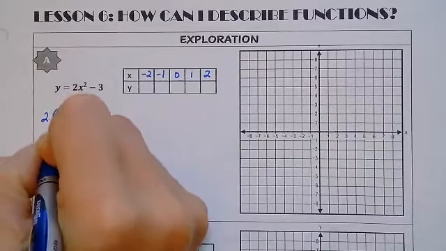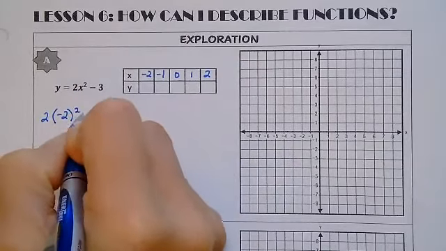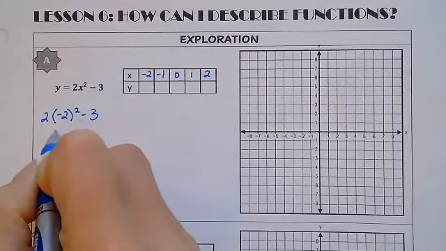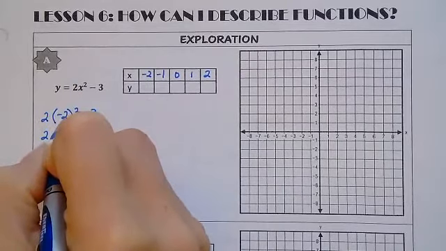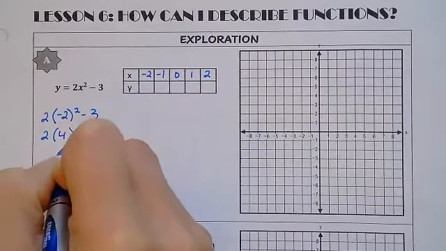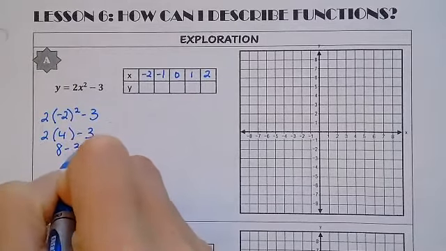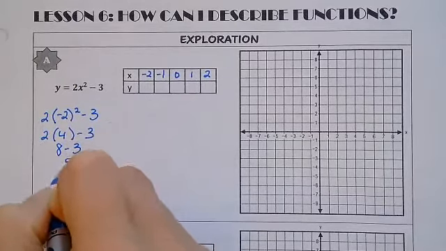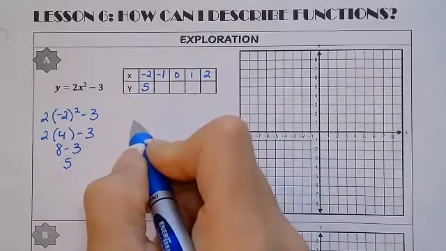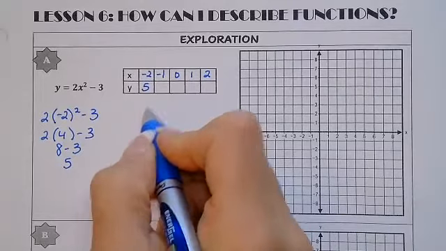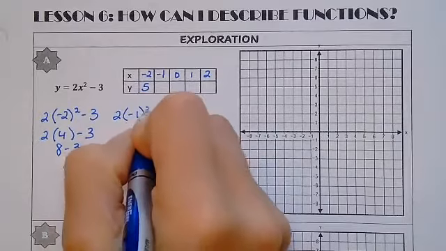So instead of x, I'm going to put -2. Okay, so we need to take care of our exponent first. -2 times -2 is 4. 2 times 4 is 8. And 8 minus 3 is 5. So 5 is the output when the input is -2. Okay, now we'll do the next one. Substitute -1.